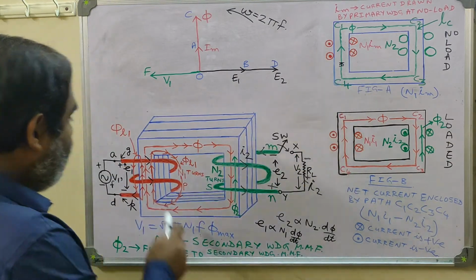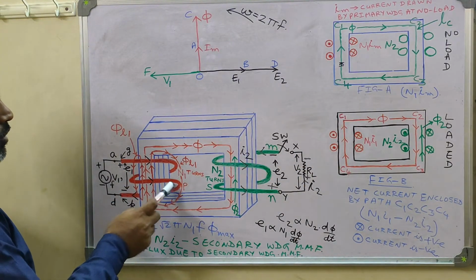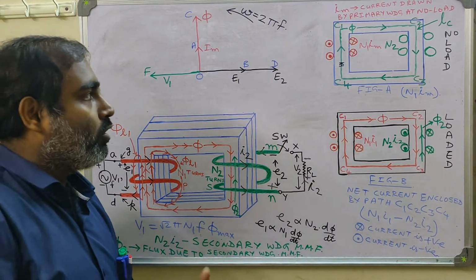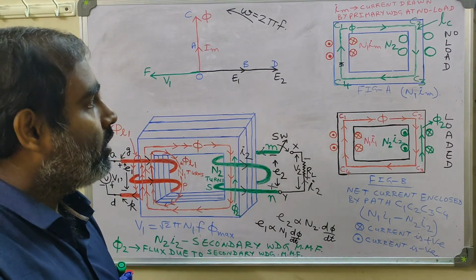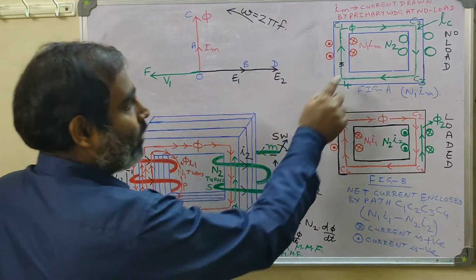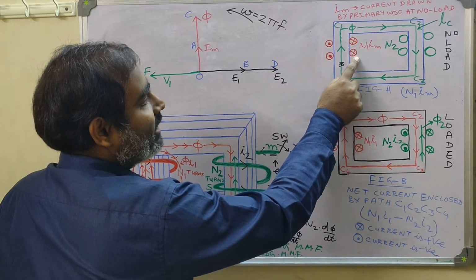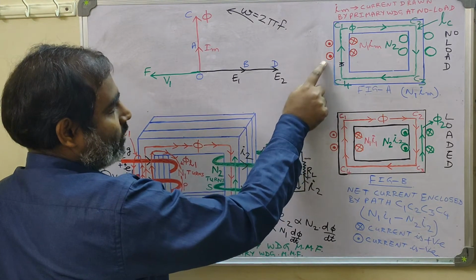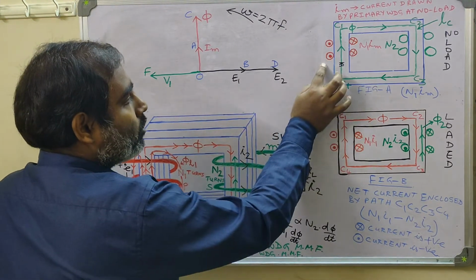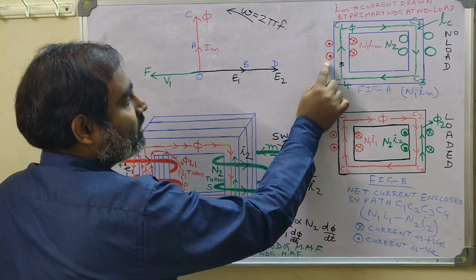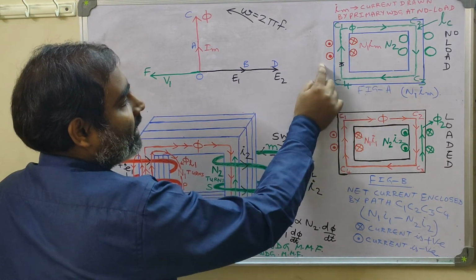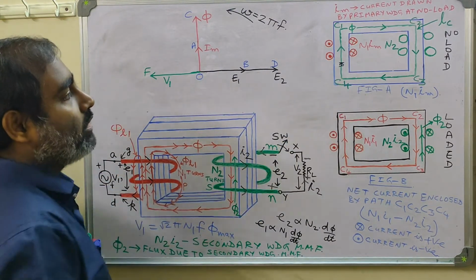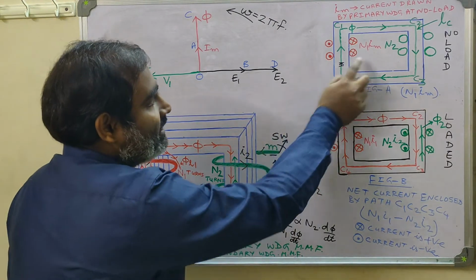This primary coil P has N1 number of turns. Since the primary coil P has N1 turns, we will expect N1 conductors on this side of the limb and N1 conductors on this side of the limb. So on both sides of the limb, we will expect N1 conductors. Why N1 conductors? Because the number of turns for that winding is N1.